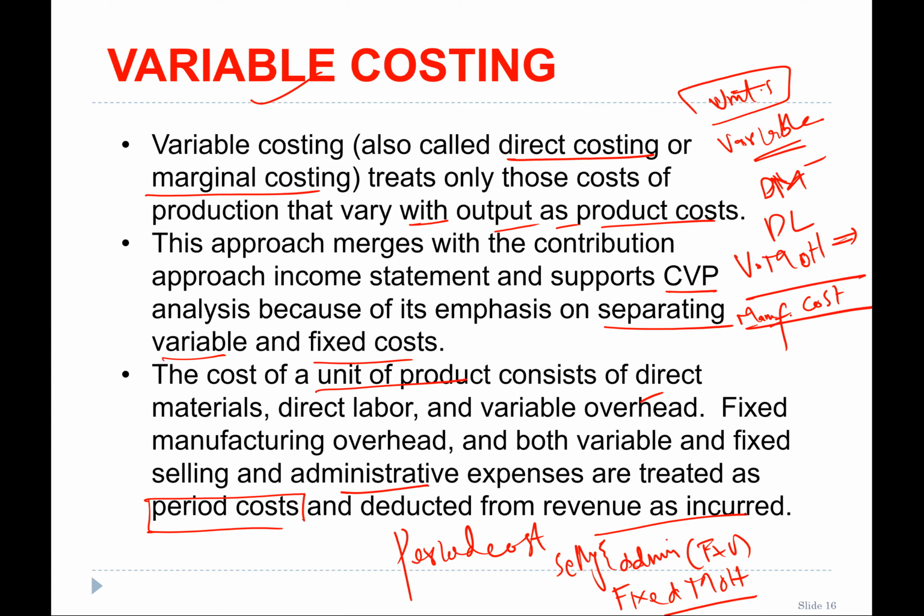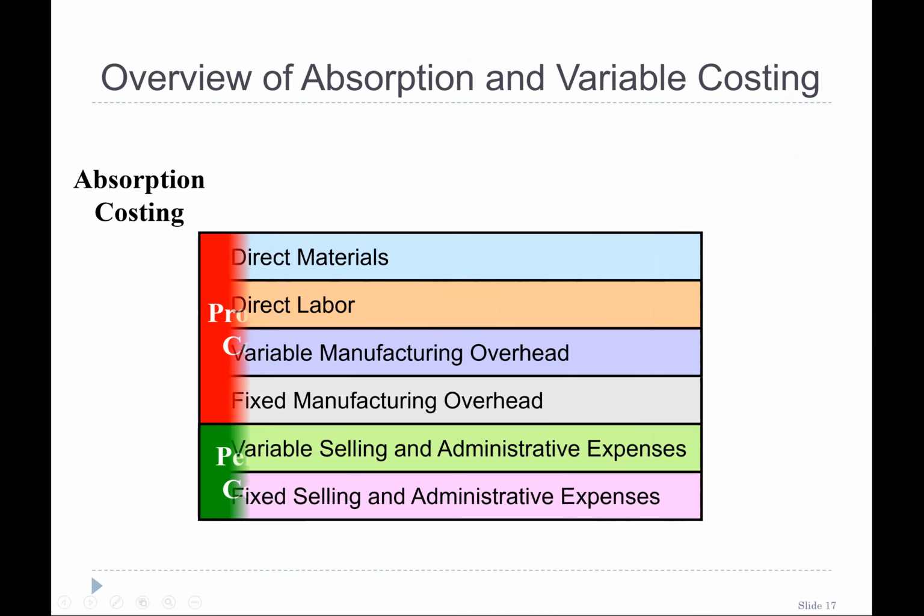So did you notice something strange here? The absorption unit cost is greater and the variable unit cost is smaller. Why? Because we are using less manufacturing overhead. We are taking the fixed manufacturing overhead out of manufacturing overhead. But the period cost of variable costing is higher. Why? Because we are including an additional amount of fixed manufacturing overhead here. So we can also compare these as here.